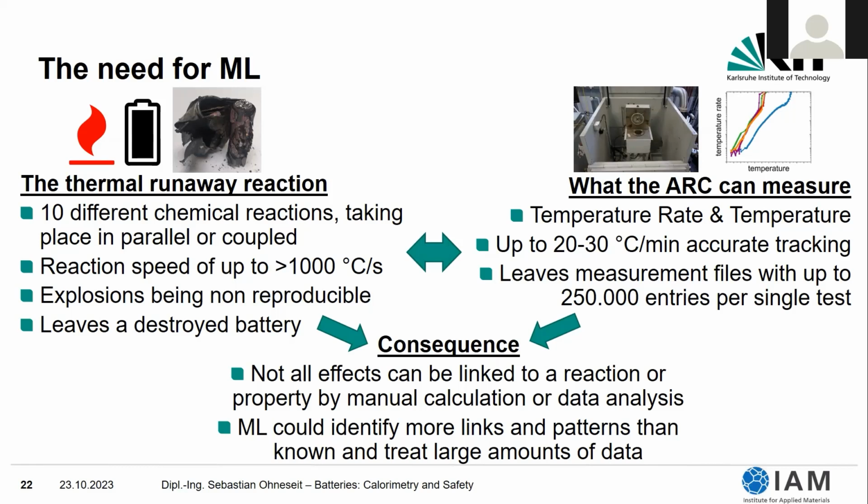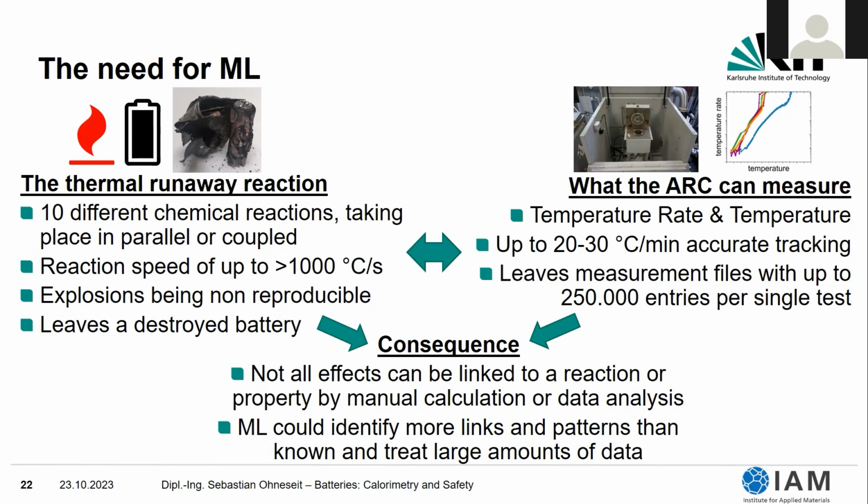And at the end, we have a destroyed battery. On the other side, what we are able to capture with our accelerating rate calorimeters is the temperature rate and the temperature. We have up to 20 to 30 degrees C per minute, a very accurate tracking, and also adiabatic conditions. Above this temperature, we try our best, but of course the tracking is limited and no perfect adiabatic conditions will be present above this.